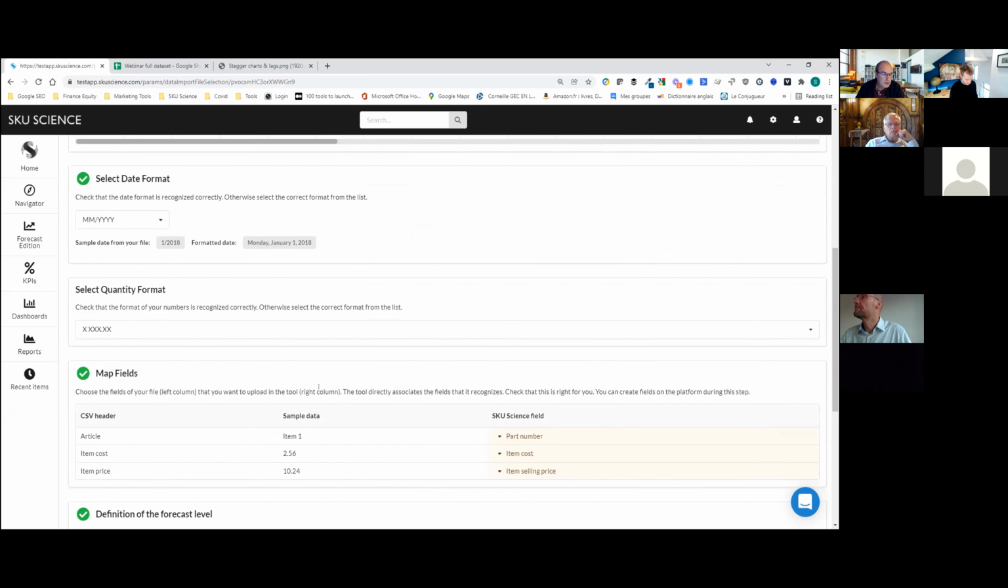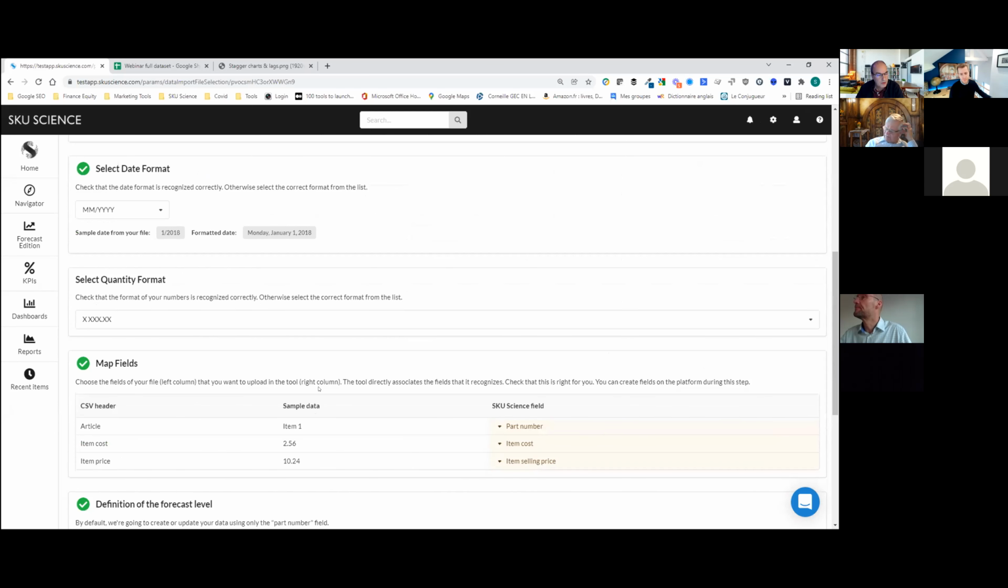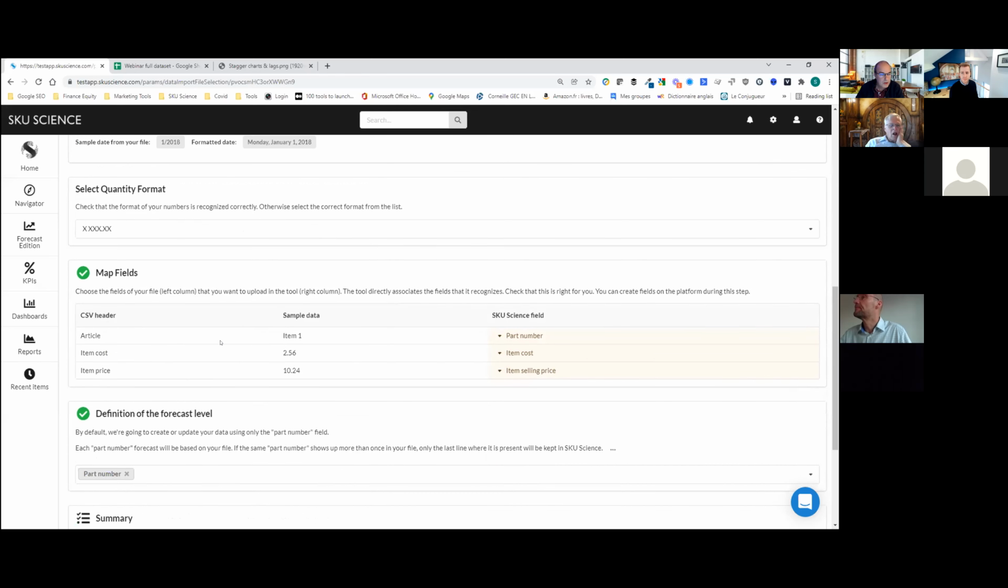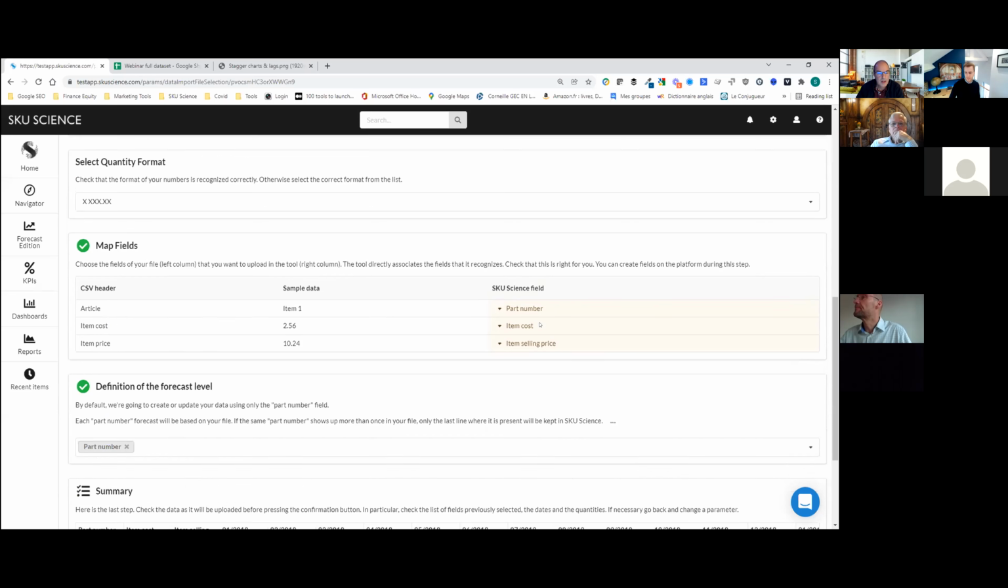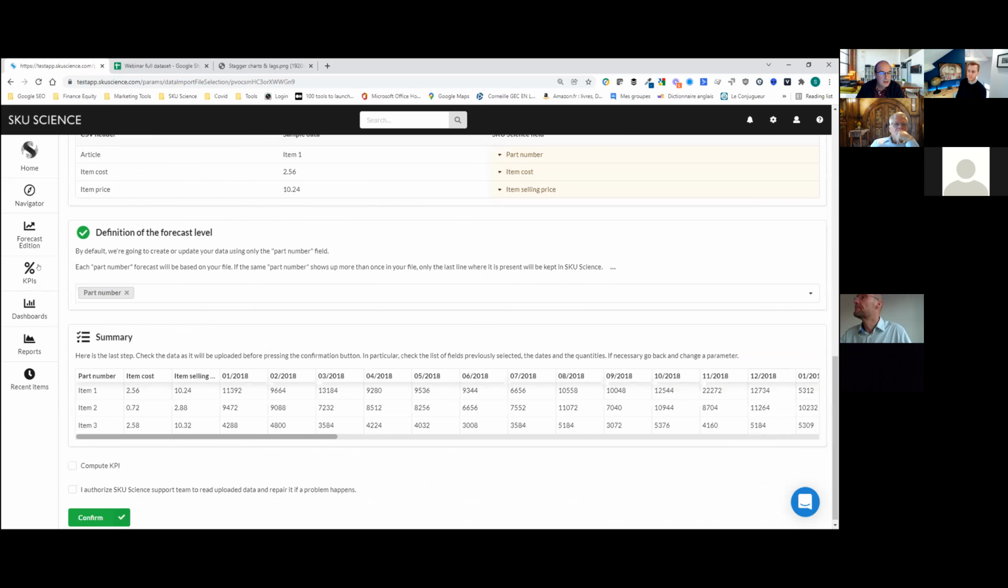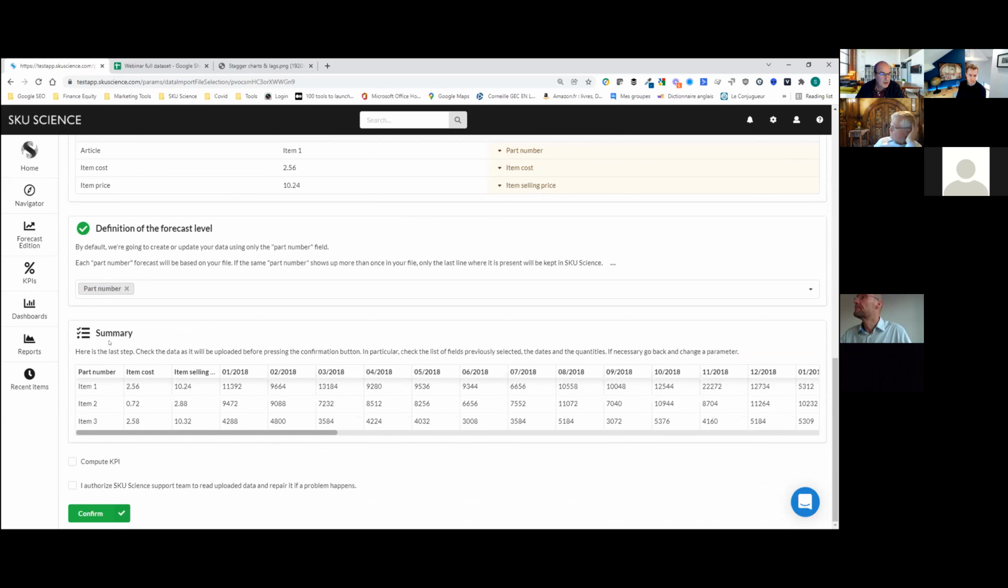For the numbers, since you may have different formats depending on where you're located in the world, automatically there is a mapping of my file with the fields defined in the SKU Science platform. So no big deal here. I just need to select the forecast level. For the sake of this demonstration, it will be the simplest one, just the part number. So we will compute automatically the forecast at the item level. And here you have a summary table, just summarizing what kind of information we'll put in the tool.